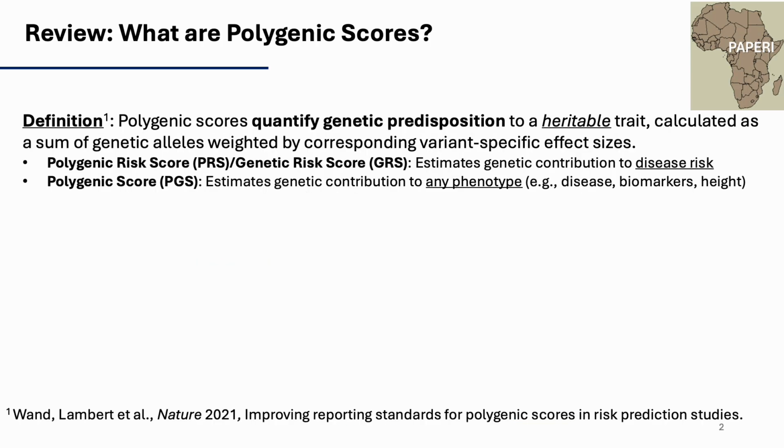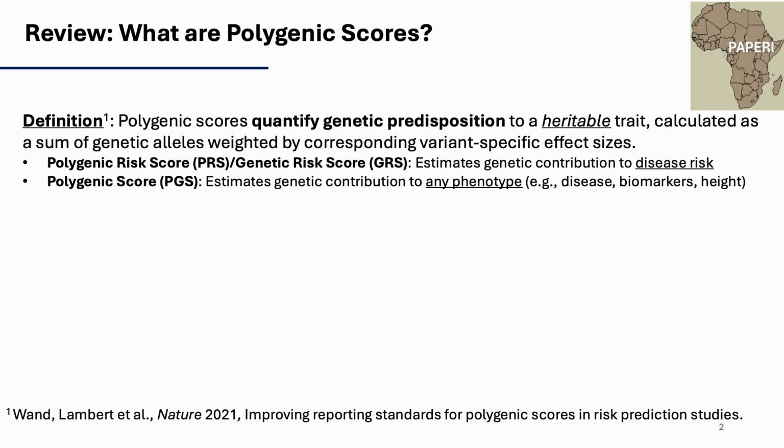First, I'd like to do a brief review of some of the concepts you learned in the first few lectures of this course to reinforce those lessons. Polygenic scores quantify a genetic predisposition to a heritable trait, and these are calculated as a sum of genetic alleles weighted by corresponding variant-specific effect sizes. Some of the terminologies that we often use include polygenic risk scores, or PRS, and genetic risk scores, or GRS. These in particular are referring to the genetic contribution to disease risk.